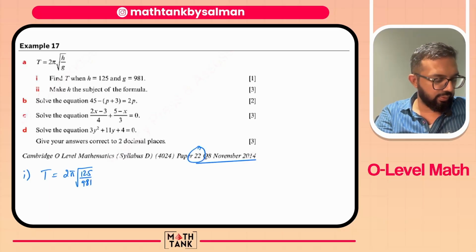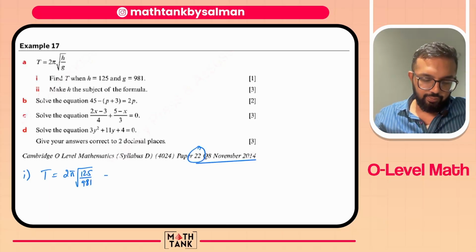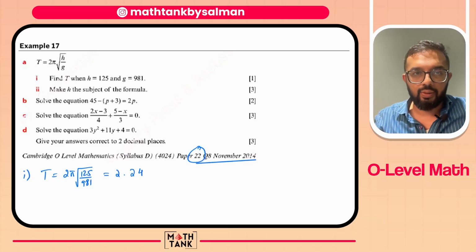So 2 pi, I'm typing it in as it is on the calculator. There's nothing to explain to you here. Three significant figures, so 2.24 is my final answer for this one.